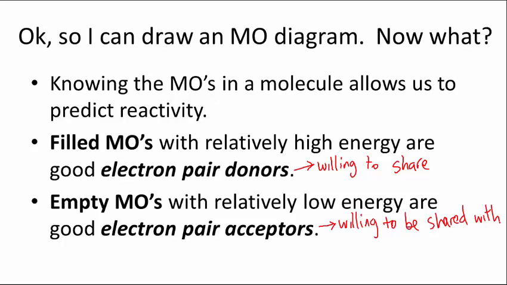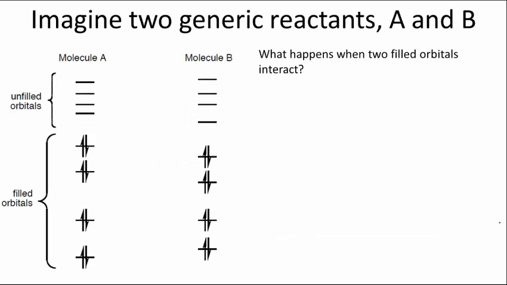So on the next slide, I don't want you to actually try and draw this out at this point. But one way to think of this is if you have two reactants, molecule A and molecule B, when they come together, remember that orbitals on one can interact with orbitals on the other.